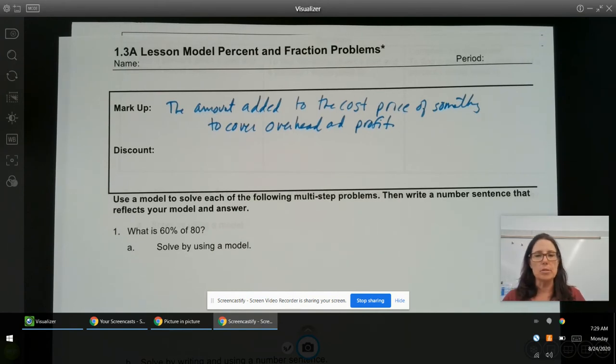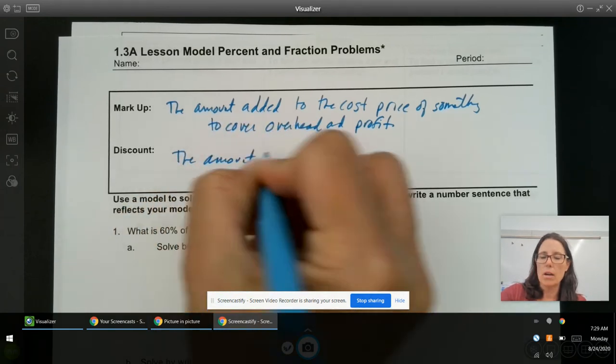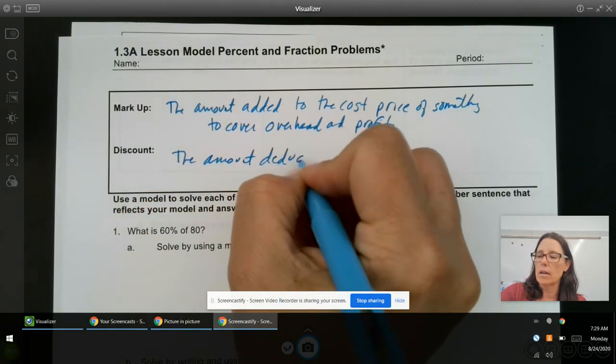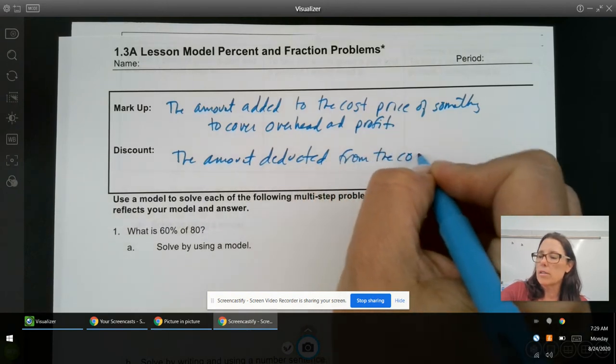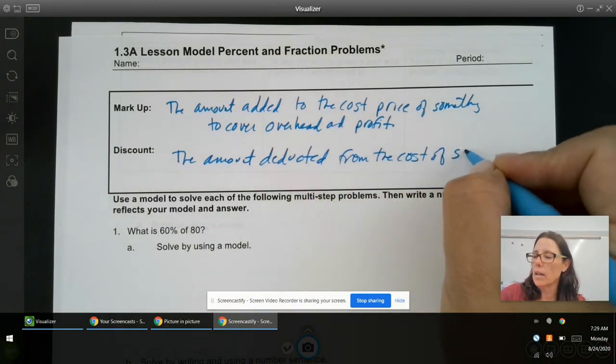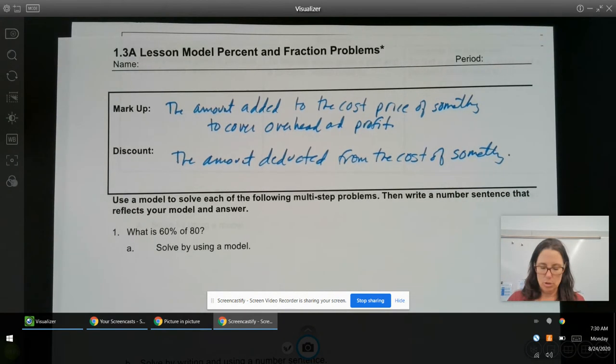All right, discount. The amount deducted from the cost of something. So if we go to Hanson's 4th of July sale or Labor Day sale, they're going to have stuff marked down, which is also called a discount.